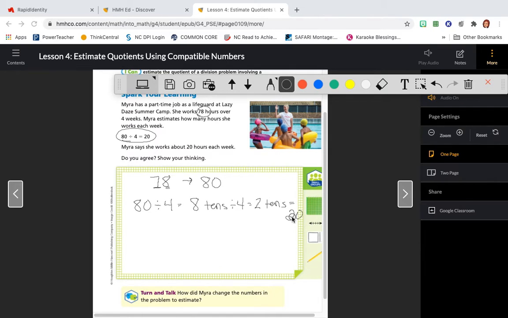Now look at the turn and talk down at the bottom. Think about that for just a second. How did Myra change the numbers in the problem to estimate? Well, the same thing we did. She changed 78 to 80. Why do you think she did that? She did it, boys and girls, so that it would be easier to divide mentally. We're estimating today to make it easier to do this work mentally without having to write out the problem step by step. All right, so let's move on to page 90 in your workbook and let's keep practicing this.